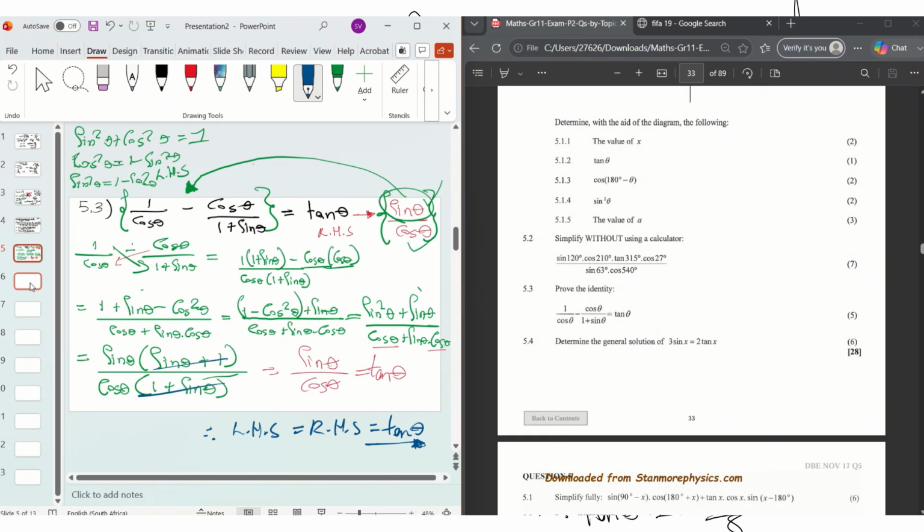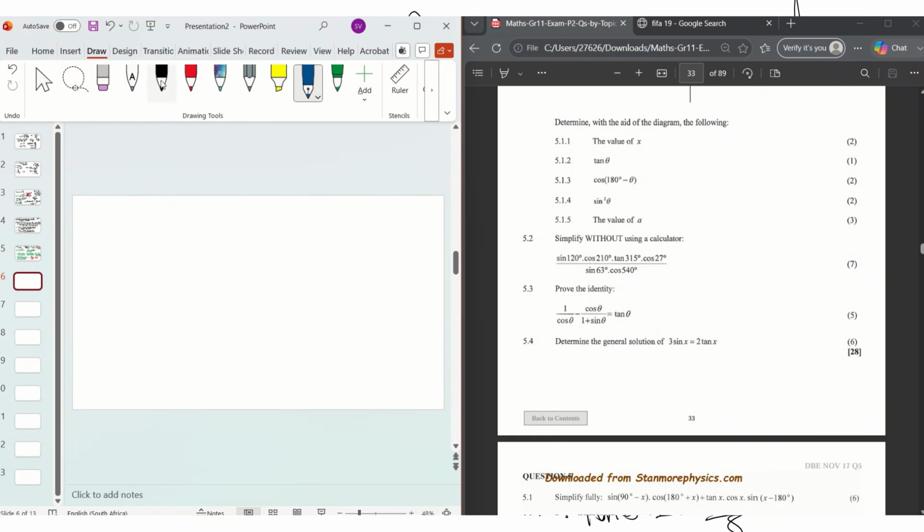Okay, now I'm gonna move on to the next slide for the next question. So now the next question is saying determine the general solution of 3 sine x is equals to 2 tan x. Okay, so what we need to do here, guys, is transpose this to this side. So we have 3 sine x minus 2 tan x is equals to 0, because it's an equation.